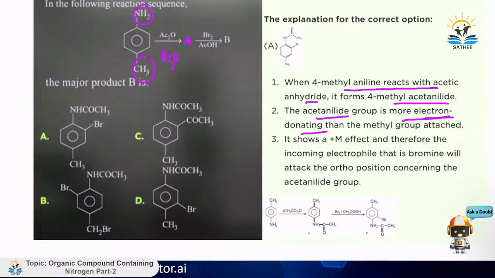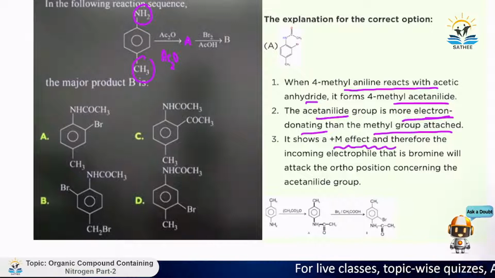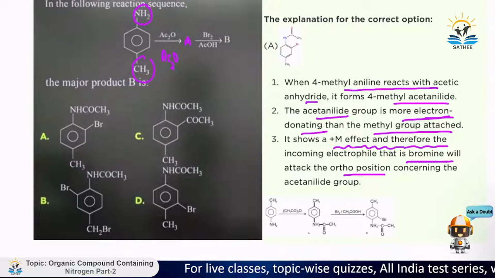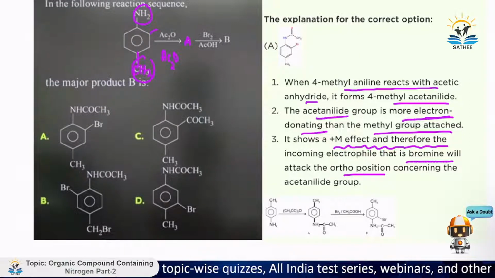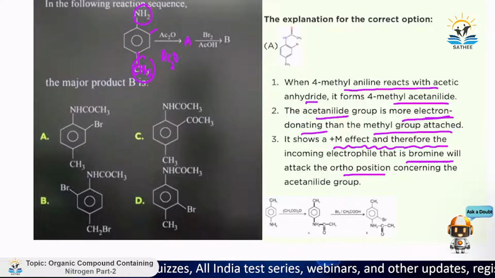That will have a plus M effect, and it will direct to the ortho position. So we know that whenever there is a plus M effect, it directs to the ortho and para positions. At the para position, CH3 is already there, so we cannot attach a bond there. CH3 will be there and bromine will be there with respect to it at the ortho position. So this will be our correct answer. And we saw how it will happen.